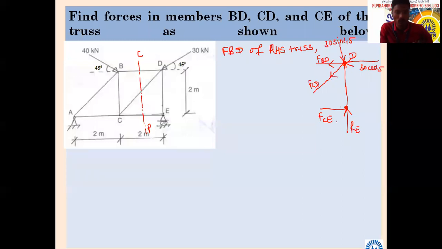How should I assume the FCE force? Compressive. Okay, towards the joint. Compressive means towards the joint.